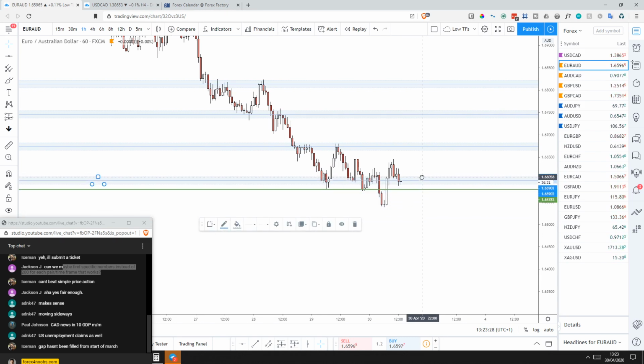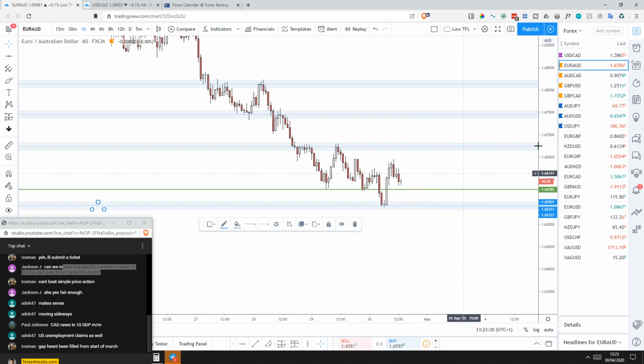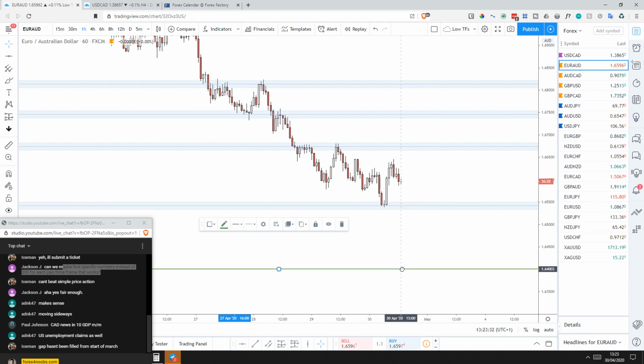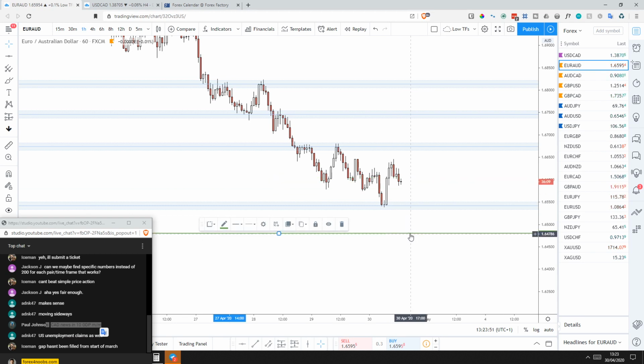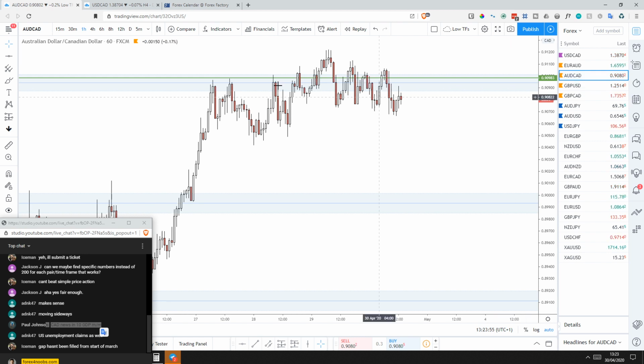What's going on with USD? Yeah, the CAD news could cause that breakthrough that we're looking for in 7 minutes. So yeah, let's see what happens there. Nothing much here.